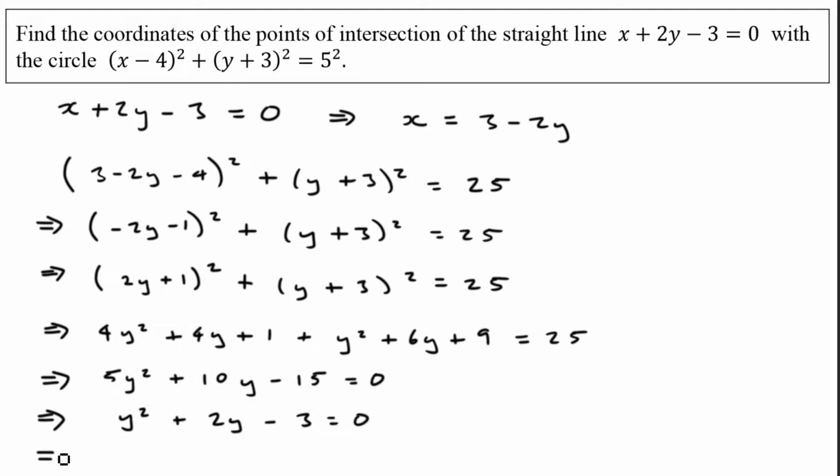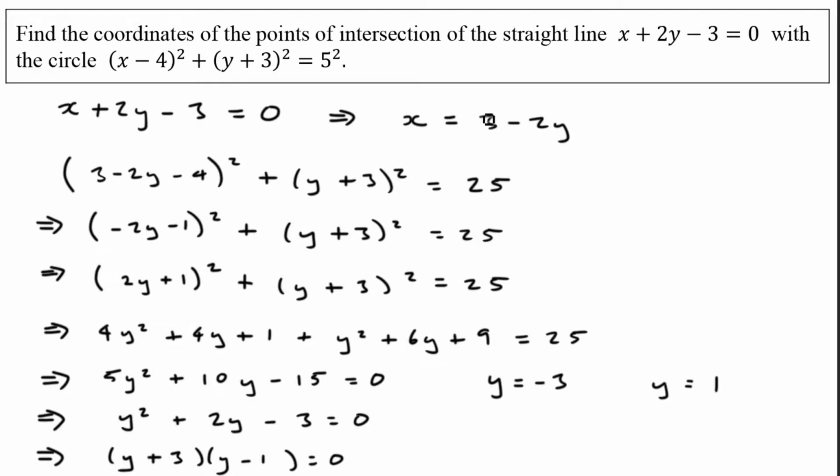That is going to factorize. We will have a y at the beginning of both brackets, and a moment's thought helps us to see that that will be (y + 3)(y - 1). So we either have a y value of -3, or we have a y value of positive 1.